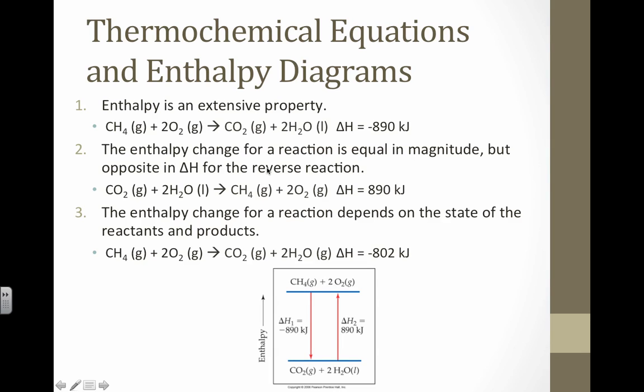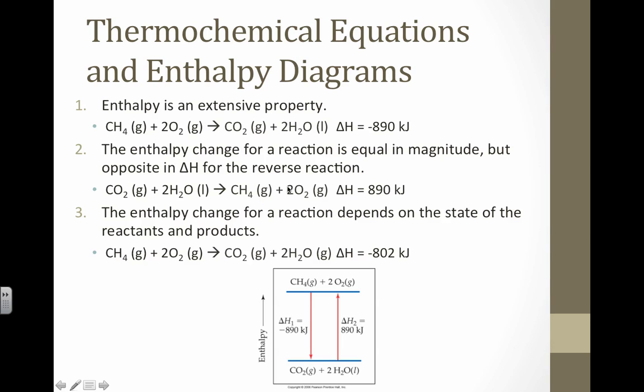Some things to be aware of with respect to thermochemical equations and enthalpy diagrams. Enthalpy is an extensive property, and what that means is that it depends upon the amount of matter present. So this change in enthalpy is a stoichiometric quantity. So you can make a ratio between 1 mole of methane and this many joules of heat associated with it, or 2 moles of oxygen with this many kilojoules of heat associated with this reaction, and so on.